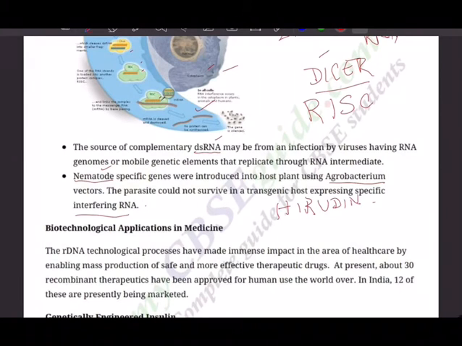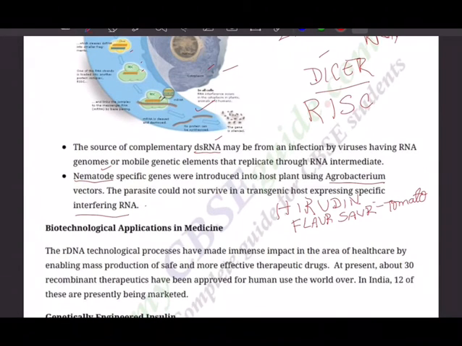Similarly, flavor saver, another one, FLAVR SAVR. Flavor saver tomato was the first transgenic variety to reach the market. Here, inactivation of the gene which produces polygalacturonase enzyme has been done. The non-availability of this enzyme prevents over-ripening of tomato. So we can preserve the tomato for longer days.